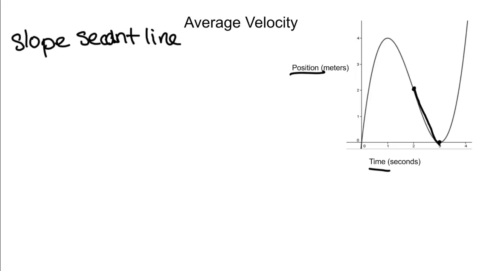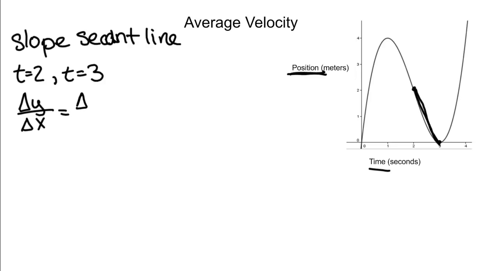So if we wanted to find the average velocity between time equals 2 and time equals 3 seconds, we would be finding the slope of this line right here. Remember that to find the slope of a line, it's the change in y over the change in x. In this case, our y is position, so we have the change in position over the change in time.